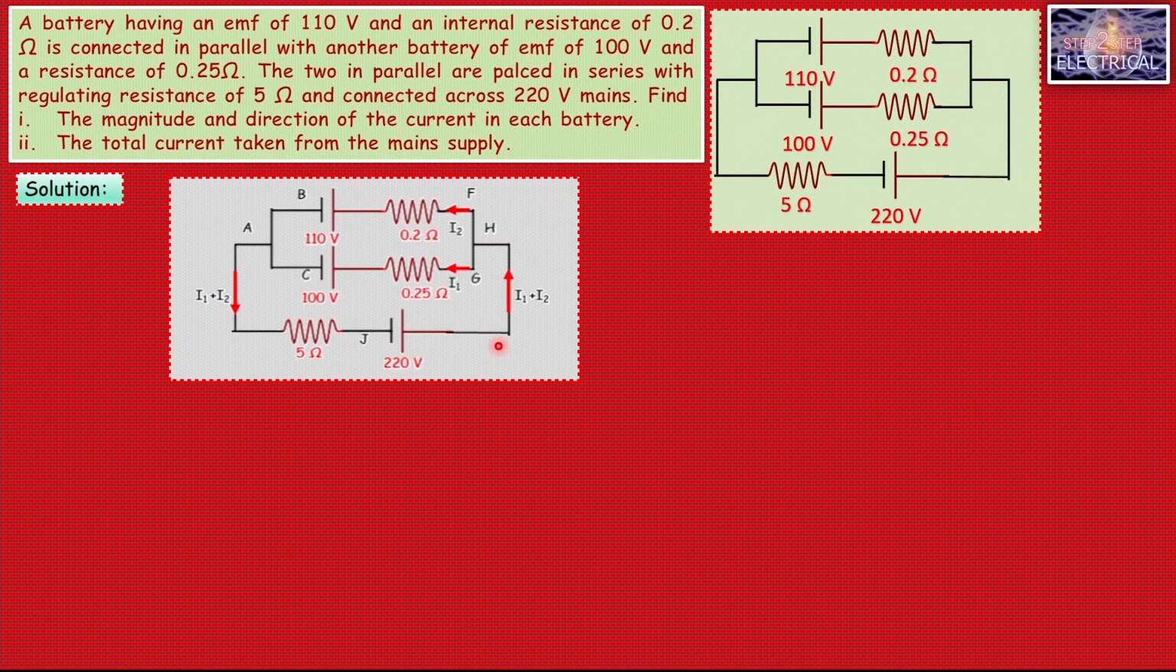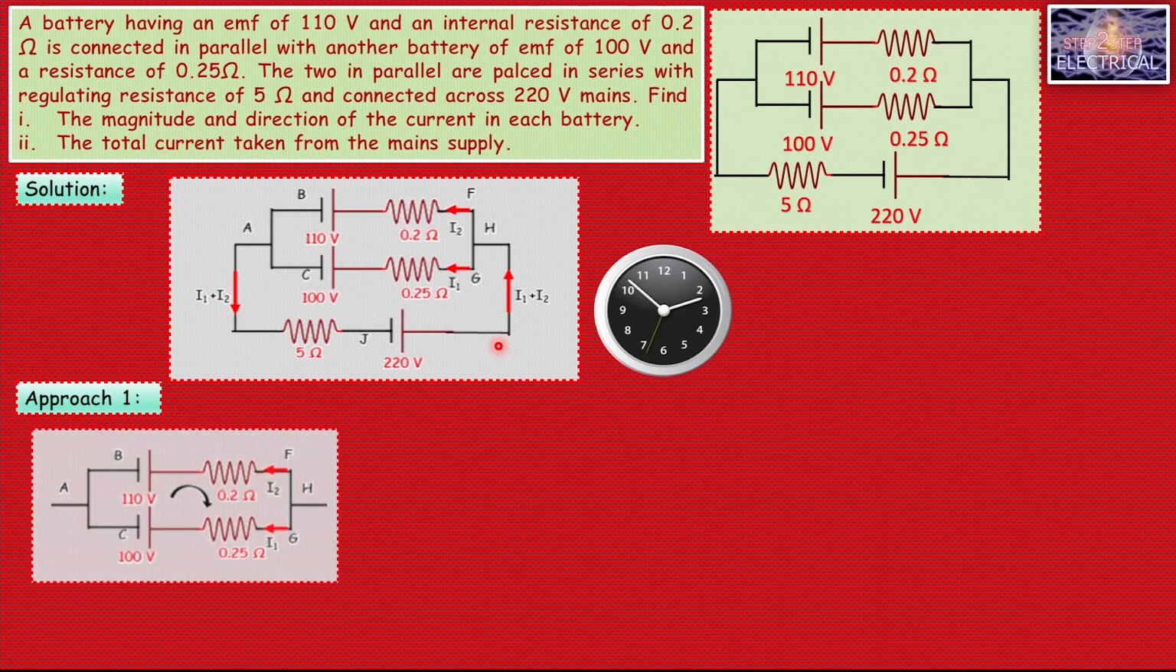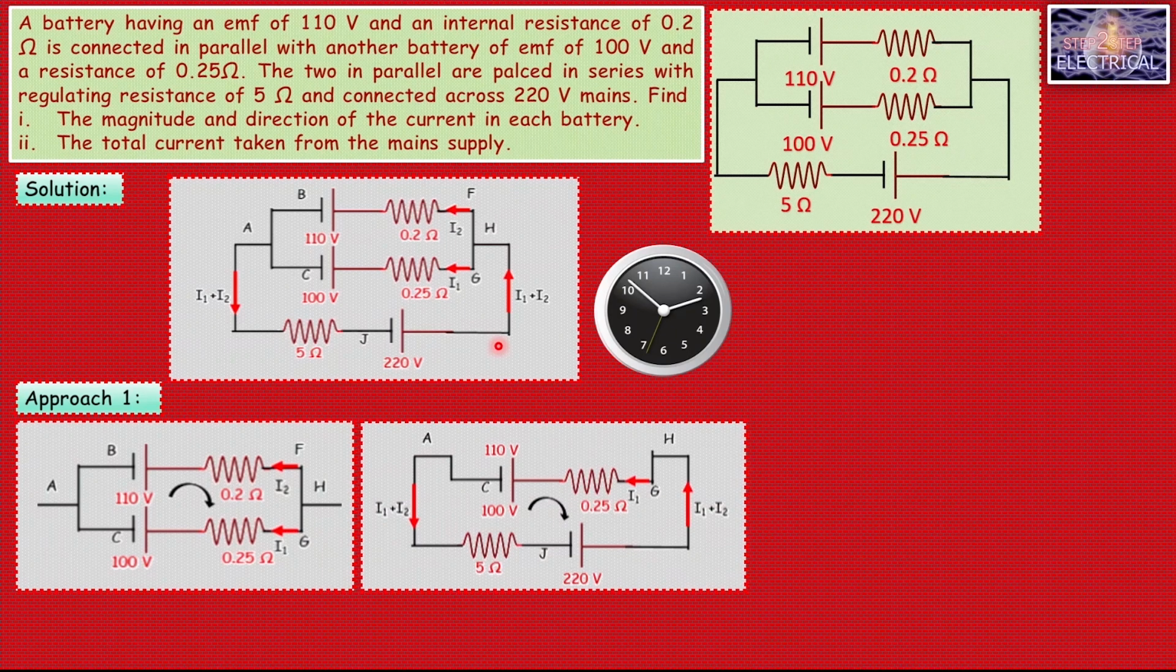But how to solve, how to initiate? First of all we have to know how many loops are there, in which loop we will apply KVL. According to selection of loops, we have categorized the solution of this numerical in first approach and the second approach. So let's see what are the loops for the first approach. Okay, in approach 1 we have A, B, F, H, G, C, A as the first loop and A, C, G, H, J, A for the second loop.